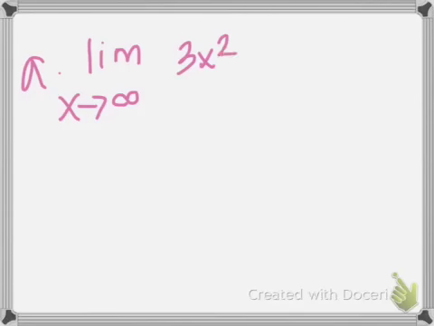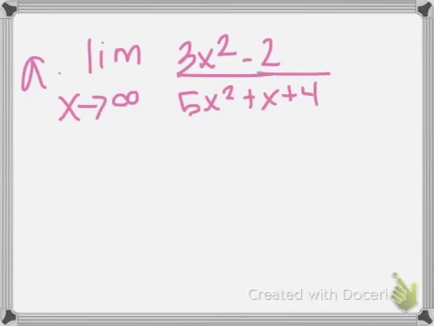Now you could graph it and look at it and see, but it's going to be hard to see if the limit's a fraction. But let's do the limit as x approaches infinity of 3x squared minus 2 over 5x squared plus x plus 4.